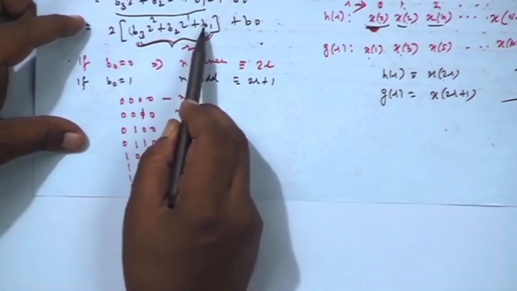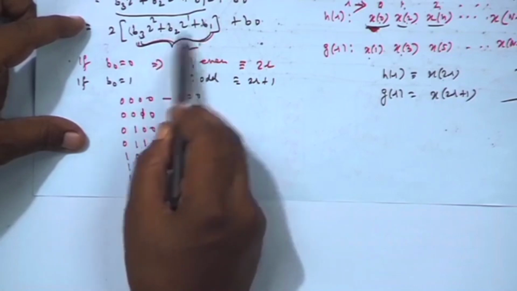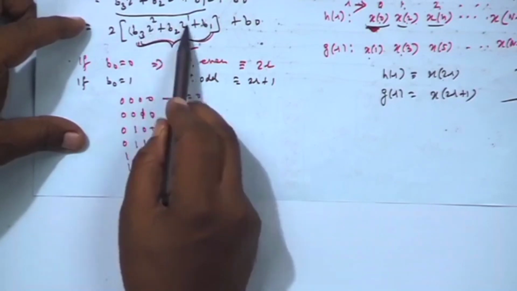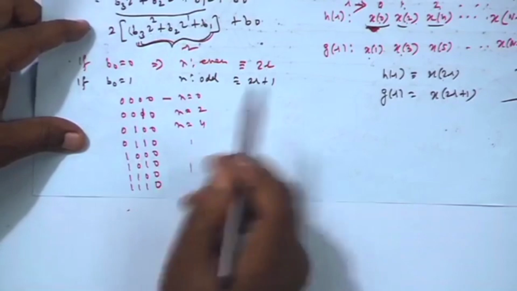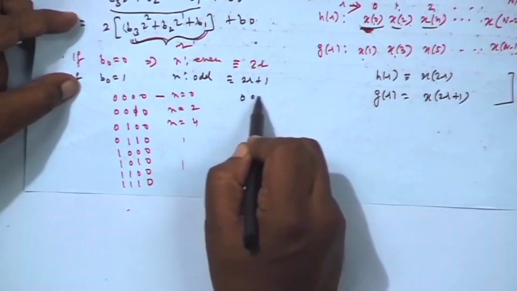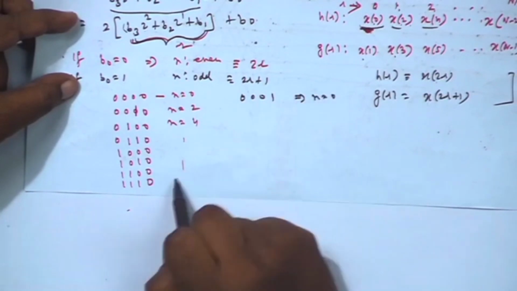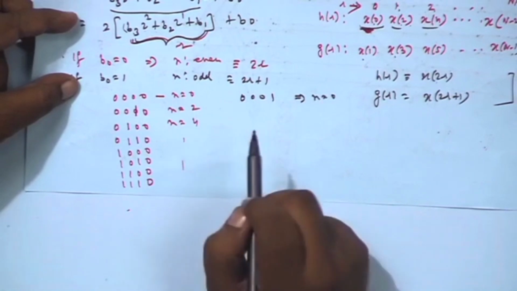When B3, B2, B1 are 0, it will be 0. When 001, it will be 1. When it is 010, it will be 2, like that, because you see 2 to the power 2, 2 to the power 1, like that. All right. But here I will write them in this way, 0001 I will hold, this will correspond to n equal to 0, okay, because 2r plus 1.